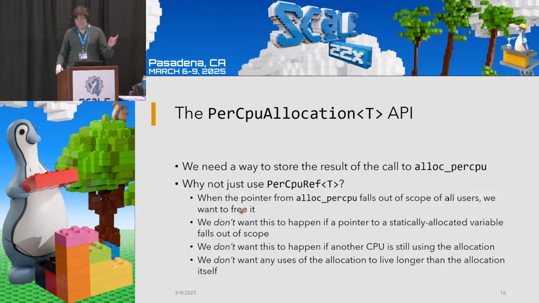But we don't want all of this to happen if we're talking about a statically allocated variable that falls out of scope. We want to be able to continue to use per CPU ref for statically allocated per CPU variables. We don't want to have these kind of dueling types. And we don't want this to happen if another CPU is still using the allocation. So that's something that we're going to need to handle ourselves. And we also don't want any uses of the allocation to live longer than the allocation itself. So we need a way to keep in mind, hey, if you're deriving a per CPU ref from this allocation, that ref can't live longer than the allocation itself. We need that to be dropped first, and then the allocation can go away, and the underlying memory can be freed.